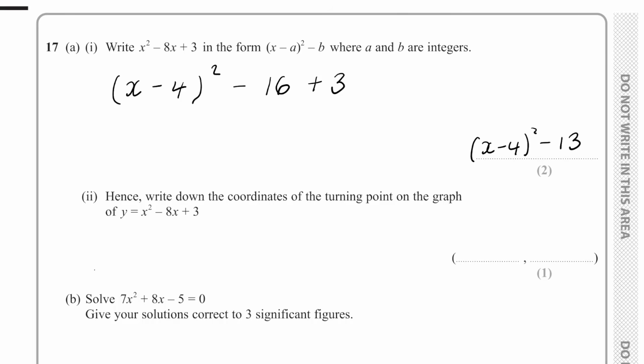Hence, write down the coordinates of the turning point. So the turning point is where the bracket is equal to 0. So that's when x is 4. So the turning point is when x is 4. The bracket is equal to 0. 4 minus 4 is 0. What's left? Negative 13.